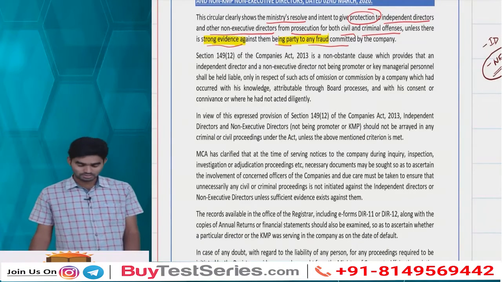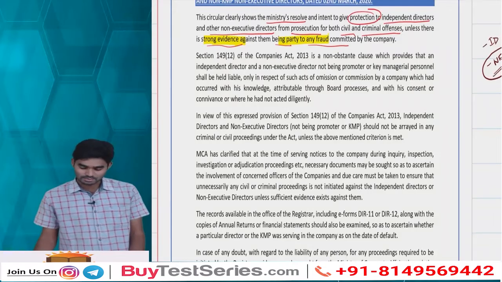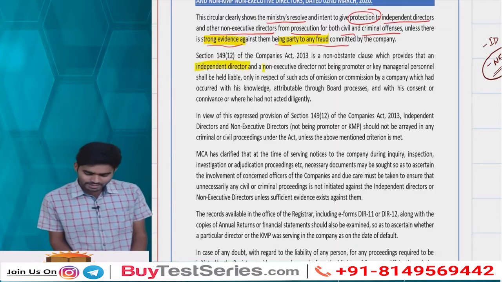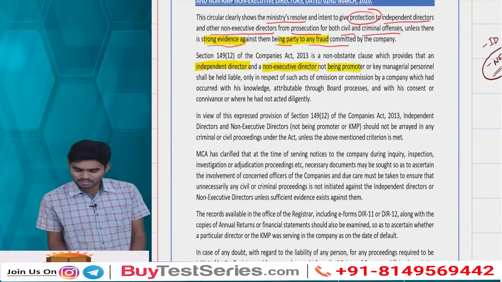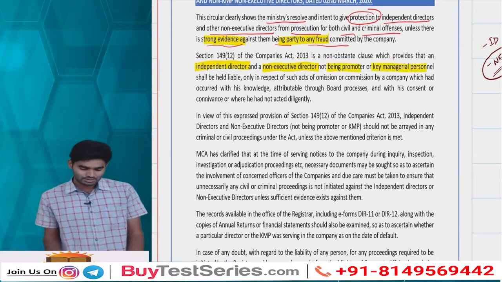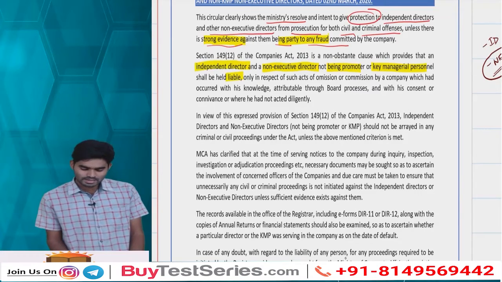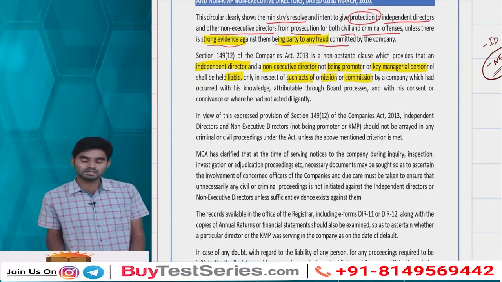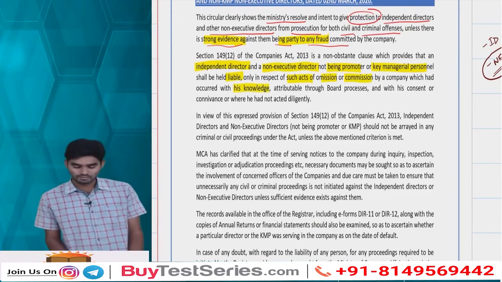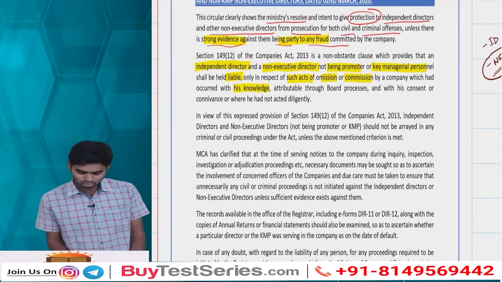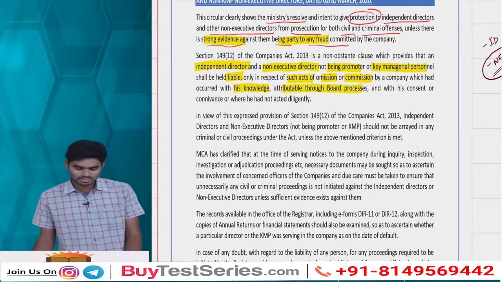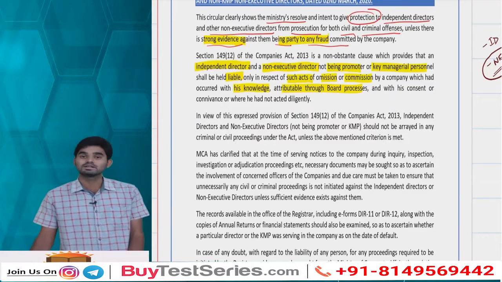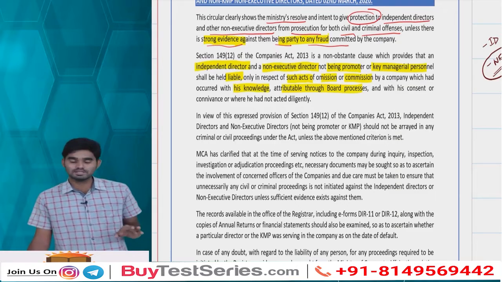Section 149 subsection 12 of the Companies Act 2013 is a saving clause which provides that an independent director and a non-executive director, not being a promoter or a KMP, shall be held liable only in respect of such acts of omission or commission by a company which had occurred with his knowledge, very important, with his knowledge attributable through a board process and with his consent or connivance or where he had not acted diligently. So three important things he is saying there.